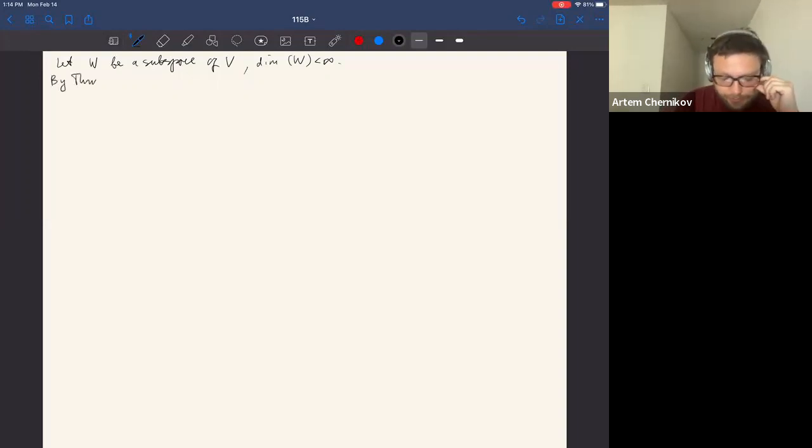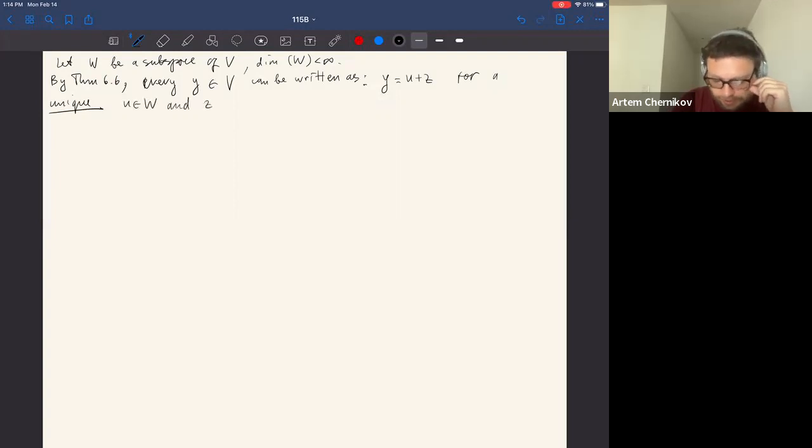So then by Theorem 6.6, we know that every element Y of the space V can be written as the sum Y equals U plus Z for a unique choice of U in W and Z in the orthogonal complement of W, right? So a vector can be split into the sum of an element of the subspace and one in the orthogonal complement. Okay, then we can define the map T from V to V by taking T of Y equal to U.